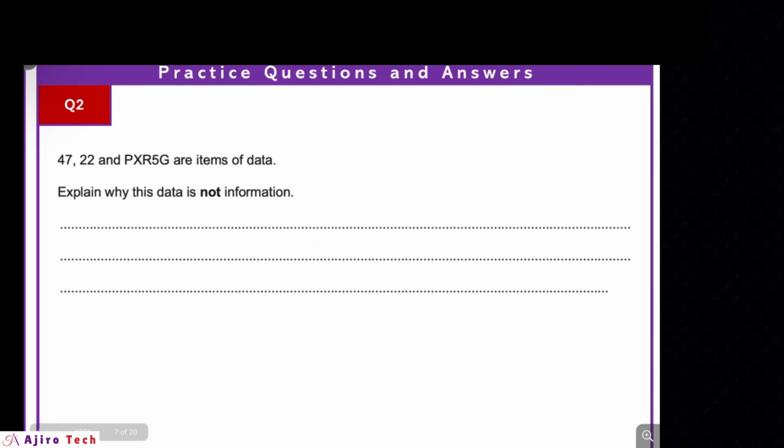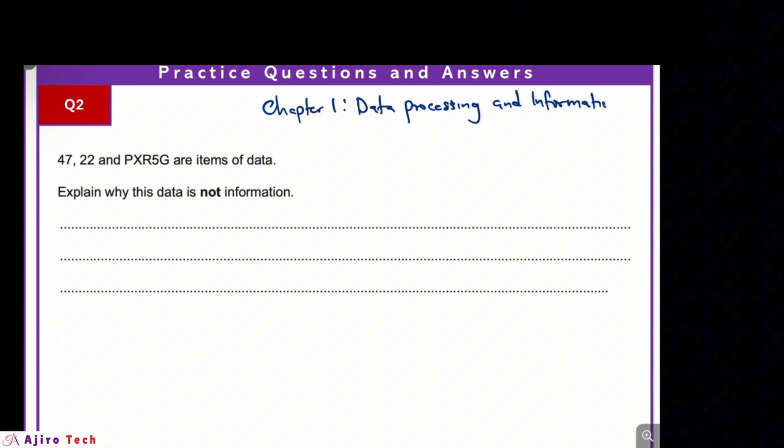PXR5G and the values 47 and 22 are items of data. Explain why this is not information. This is chapter 1, data processing and information. Now, what is data? Data is unprocessed, that has not been processed yet.